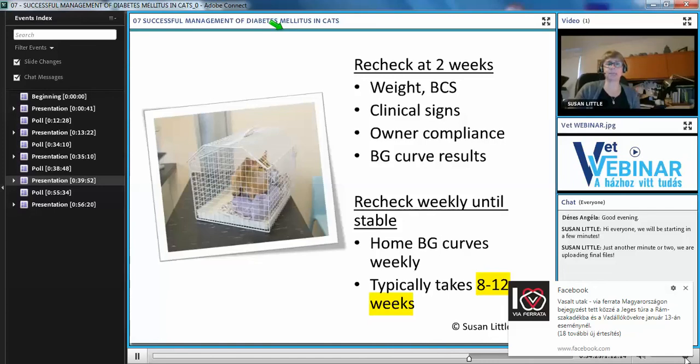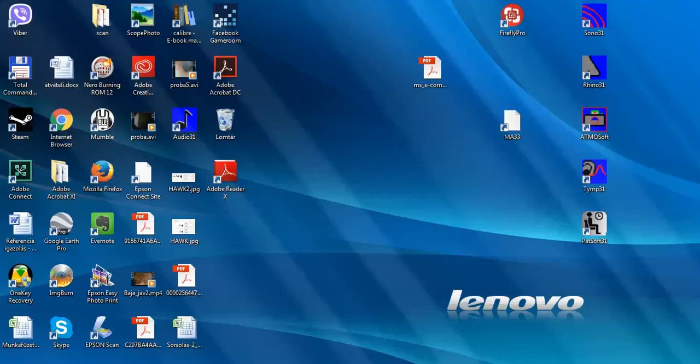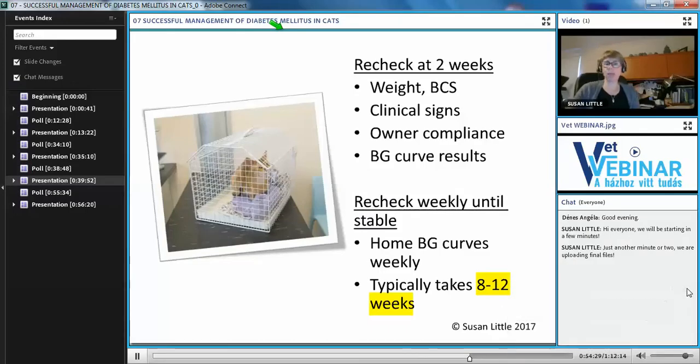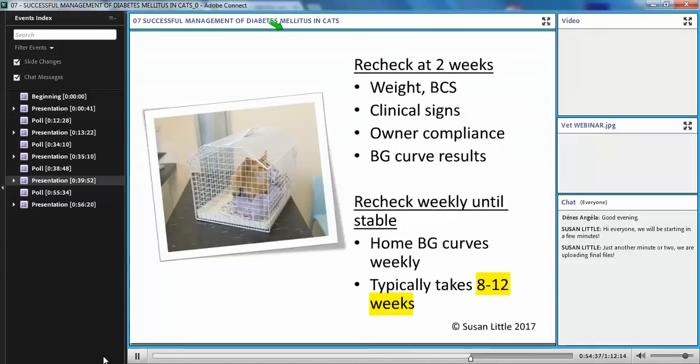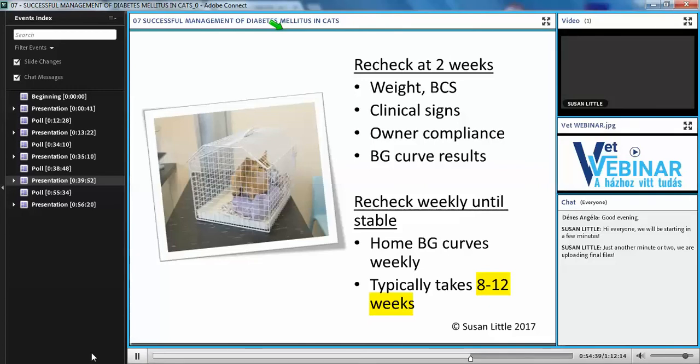We may make a lot of headway in the first month or 6 weeks, but it typically takes 2 to 3 months. It's good for owners to know that stabilization does take a little bit of time, and they'll be seeing us fairly frequently in that first couple of months until we get things stabilized for their pet.